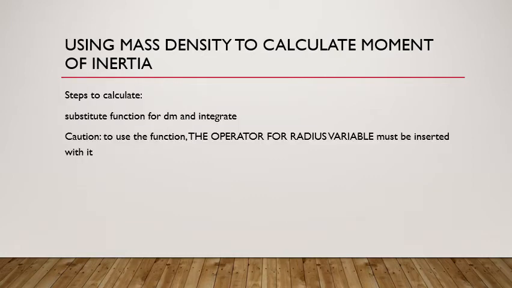So what are the steps to actually use that function to calculate the moment of inertia? Well, the steps are pretty easy. We're going to substitute the function for dm, and then integrate the same way we did before. Just like when we used the mass divided by the unit length, to use that function we have to put in the operator for the radius variable, dr, like we had before. Otherwise it doesn't work. We don't know what to integrate with respect to, so we can't get the integral we're looking for.